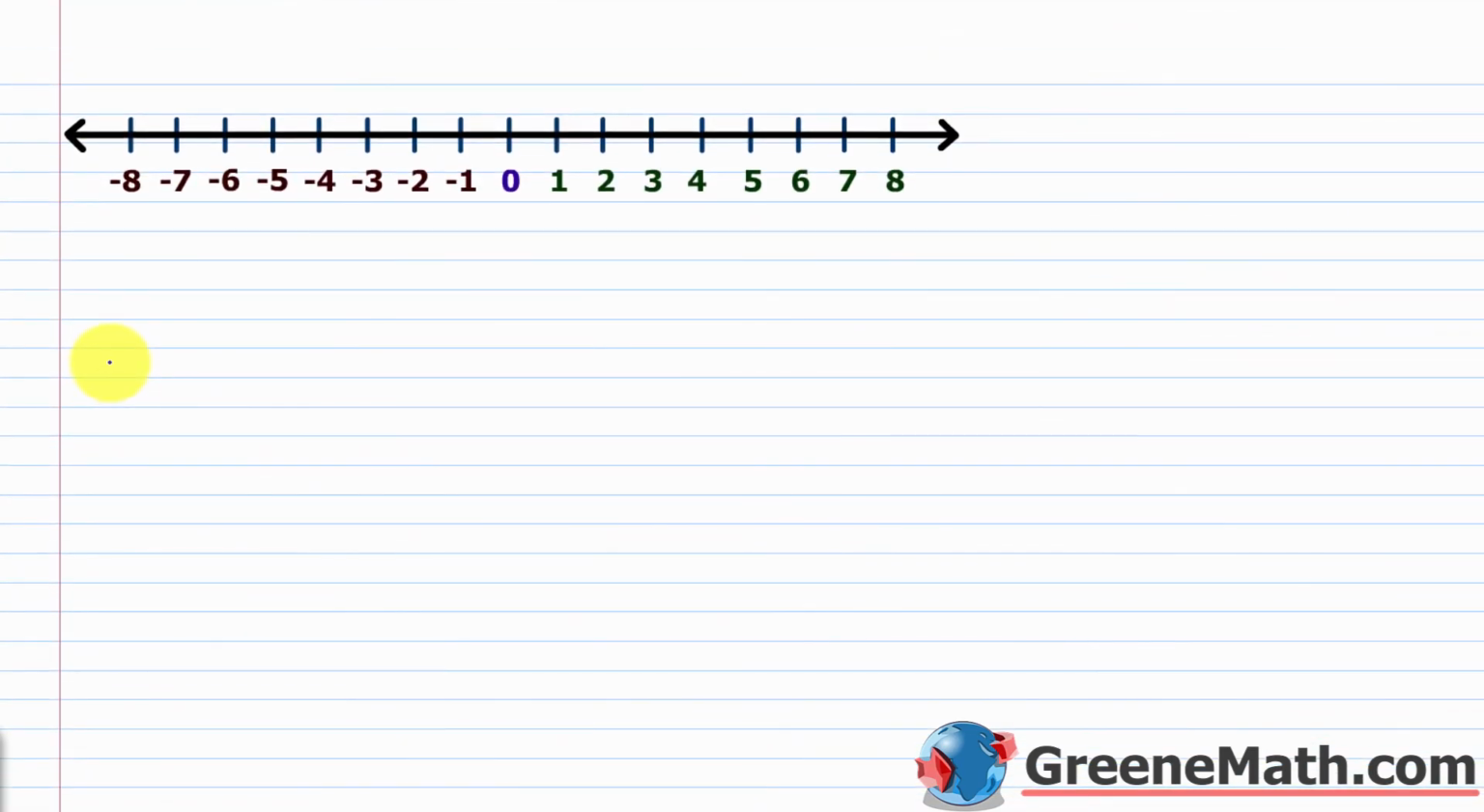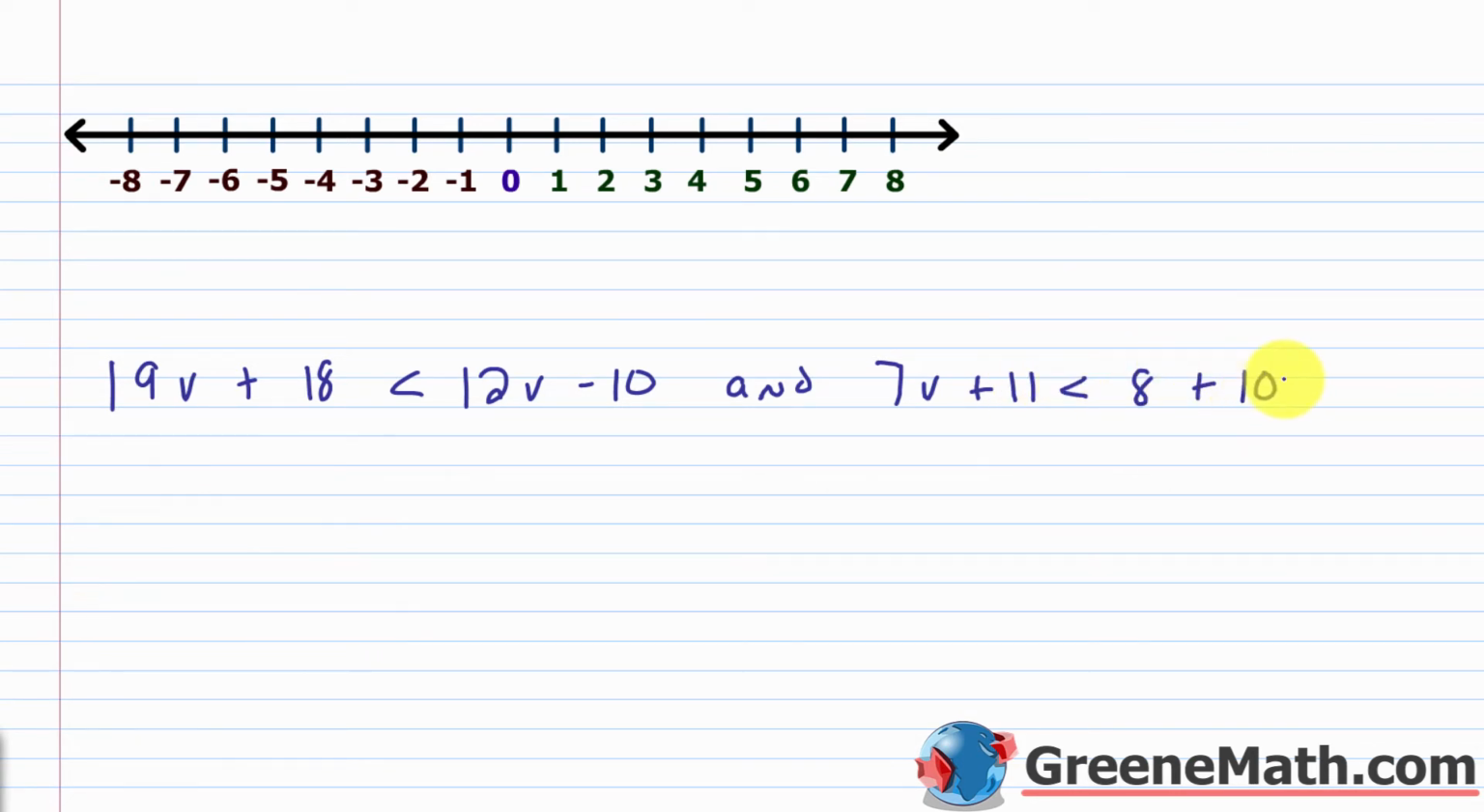And again, our problem is 19v plus 18 is less than 12v minus 10 and 7v plus 11 is less than 8 plus 10v. Now the solution for this guy right here, we know is v is less than negative 4. So in interval notation, we would say that we have a parenthesis next to negative infinity because it's anything less than negative 4. So up to but not including negative 4. So that's a parenthesis next to that. Graphically at negative 4, I'd put a parenthesis facing to the left, and I would shade everything going this way.